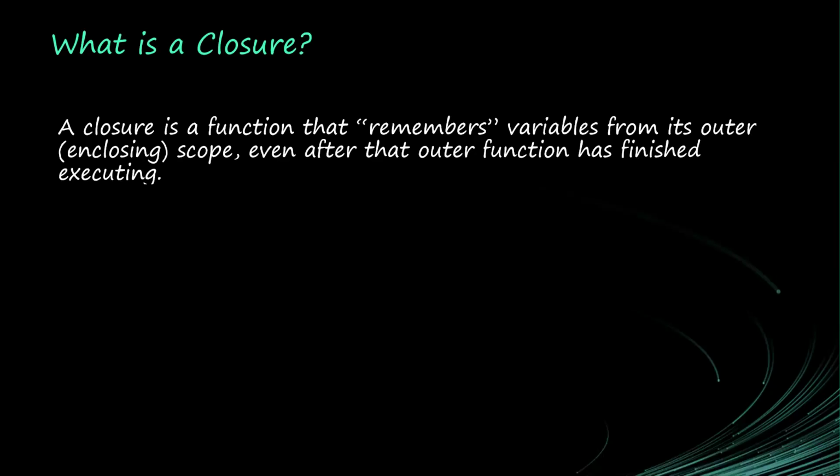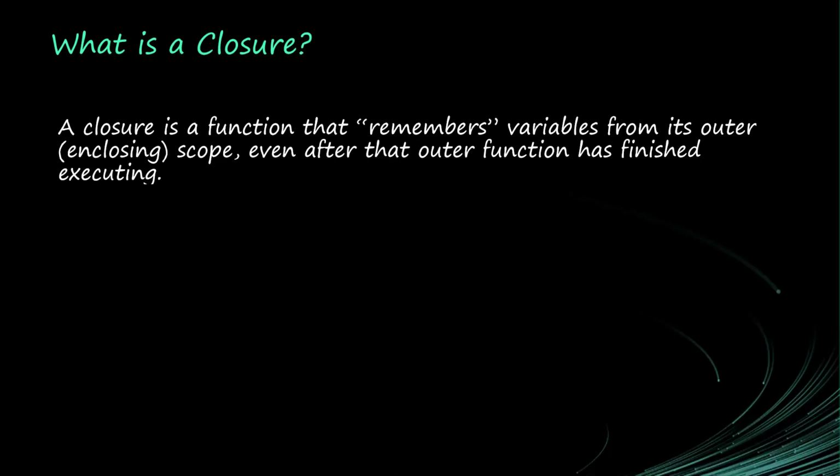Remember, a function can also contain another function, so there is the inner function and the outer function. The inner function is actually the closure because it remembers, or has access to, the outer scope. So a closure is a function, and in this case it has to be an inner function that remembers the variables from the outer scope, even after the outer function has finished executing.